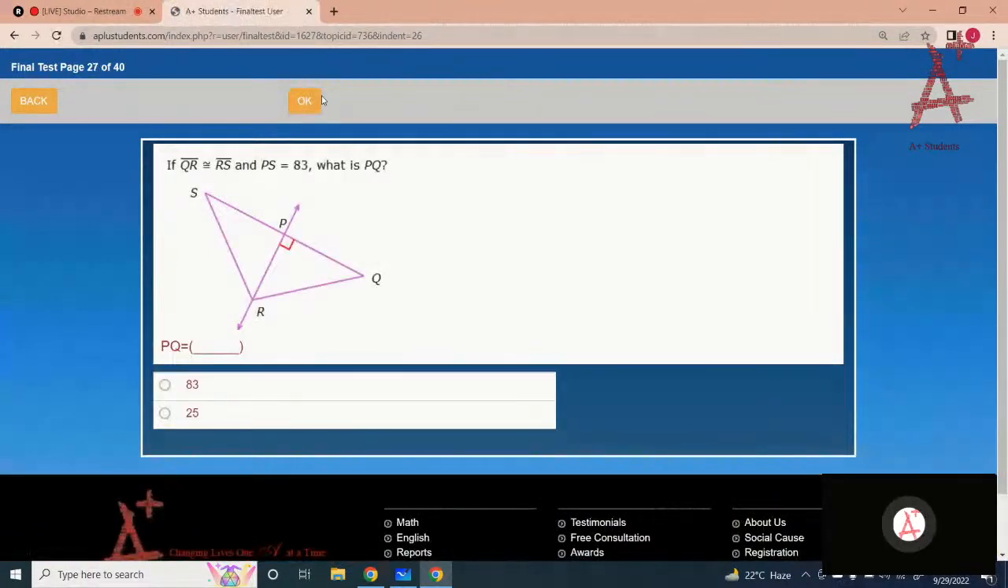Okay, if QR is congruent to RS and PS equals 83, what is PQ? So they are congruent. So PS is 83. That means PQ is also 83. So select the correct option and click on the OK button.